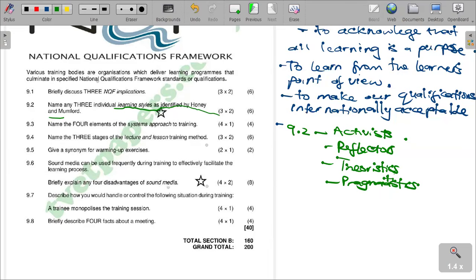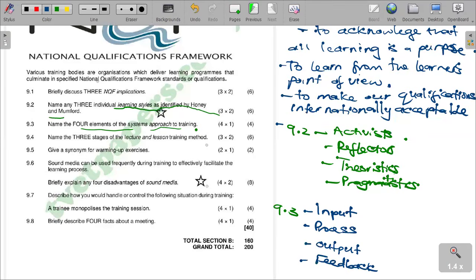Right. Let's move on to question 9.3. Name 4 elements of the systems approach to training. We have what we call the input phase, the process phase, the output phase, and the feedback phase.